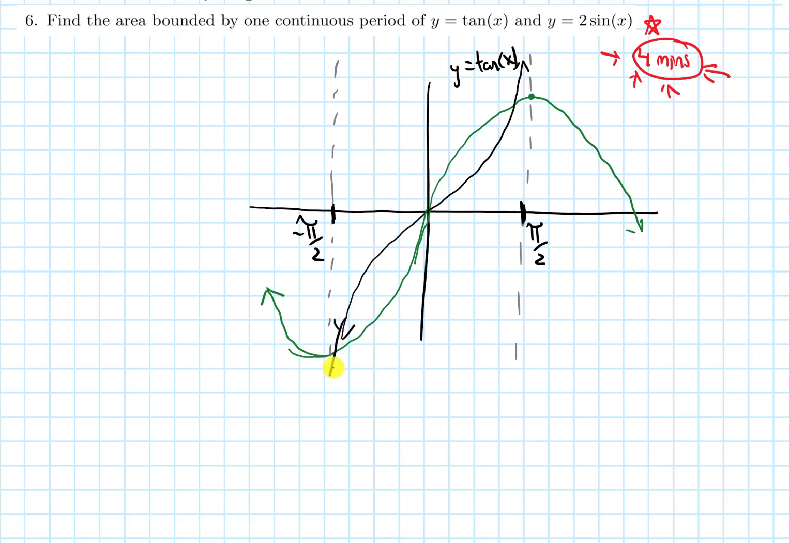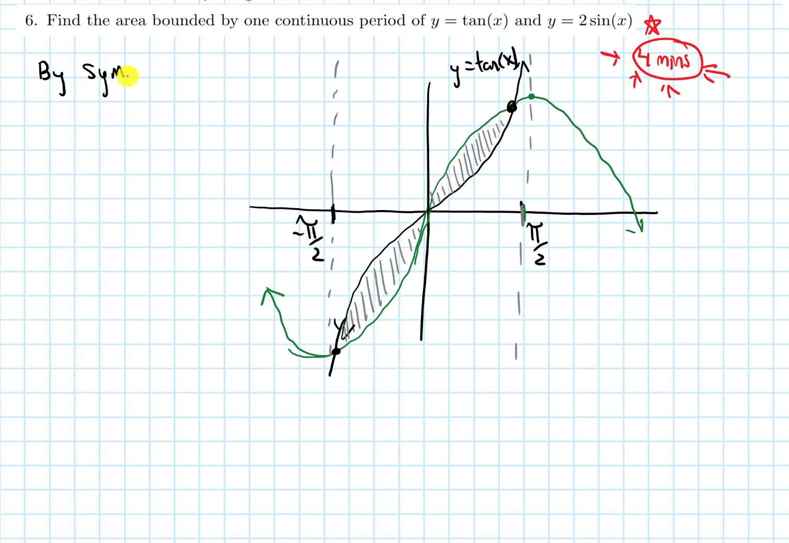Okay, so the graph of tangent will cross here. It intersects up here somewhere. So we are after this area as well as this area. This is the region that's bounded by these curves within one continuous period. Okay, so by the symmetry of the picture, ooh, no, that's not how you spell it.